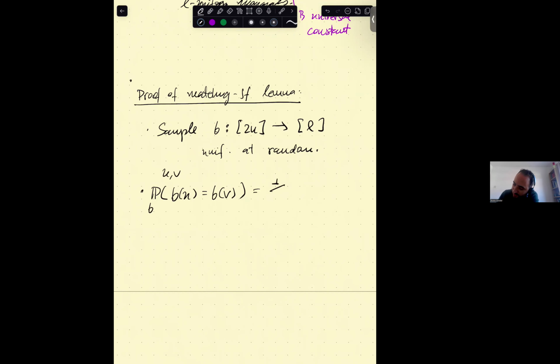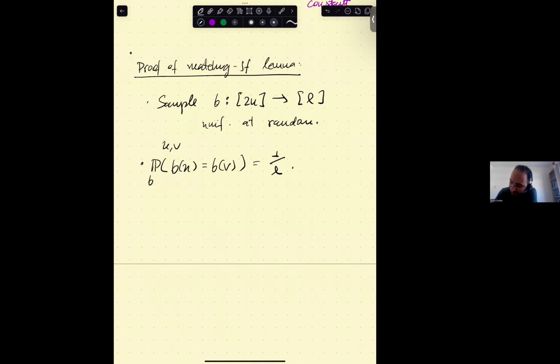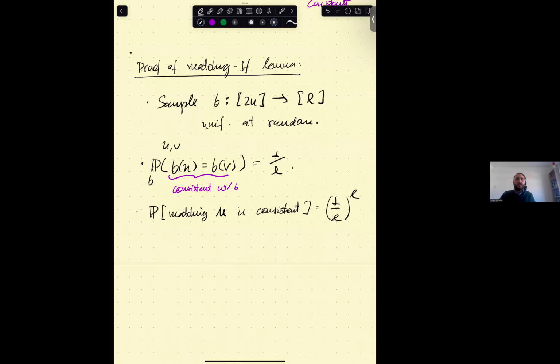Okay. You're choosing for each vertex a color from 1 up to L. The probability that two fixed vertices are colored with the same color is 1 over L. So the probability that a whole matching M is consistent with B is 1 over L to the L, right? Because I have L edges in the matching.